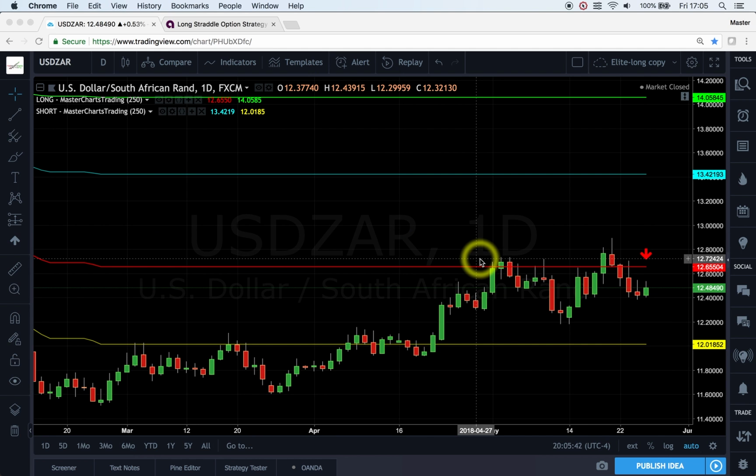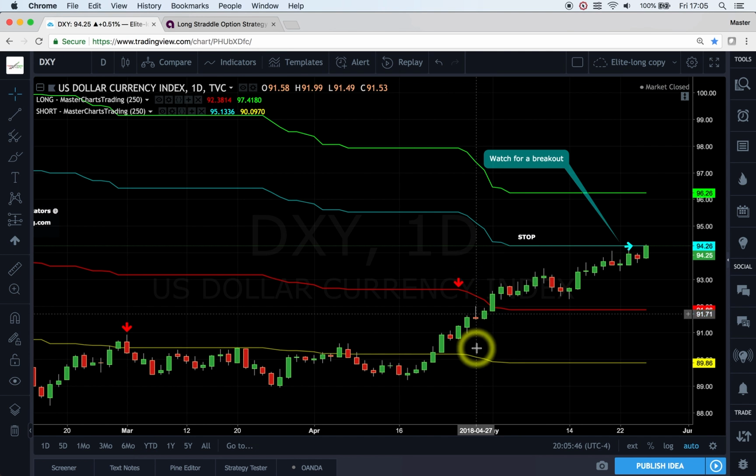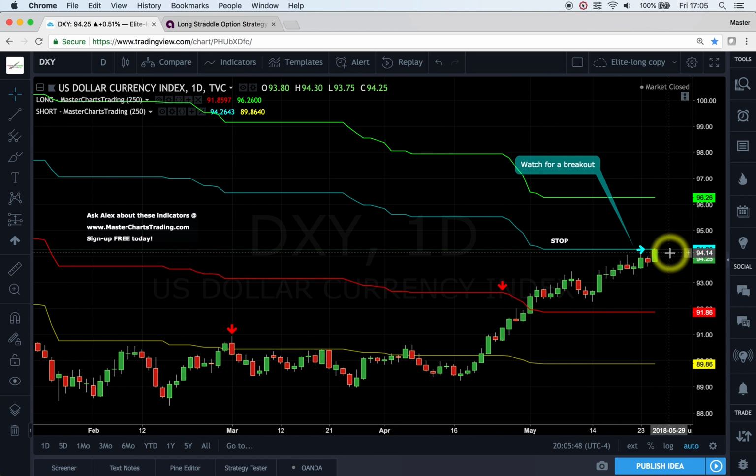So overall, the dollar is looking like it wants to go higher and higher from here. This breakout is brewing, and if this breaks out, gold can really just collapse from here. So let's look at gold next.